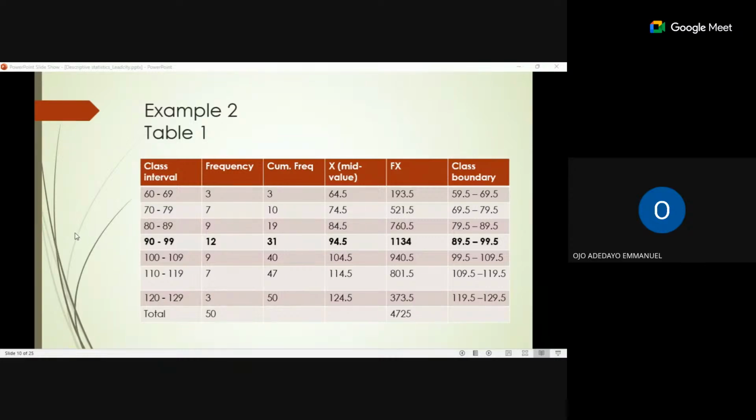89 minus 80, we are going to have 9 plus 1. We are going to have 10. So that means that is the class width. Let's say you are taking 60 to 69. It's going to be 69 minus 60. We are going to have 9 plus 1. So you can take any of these in class interval to get your class width.